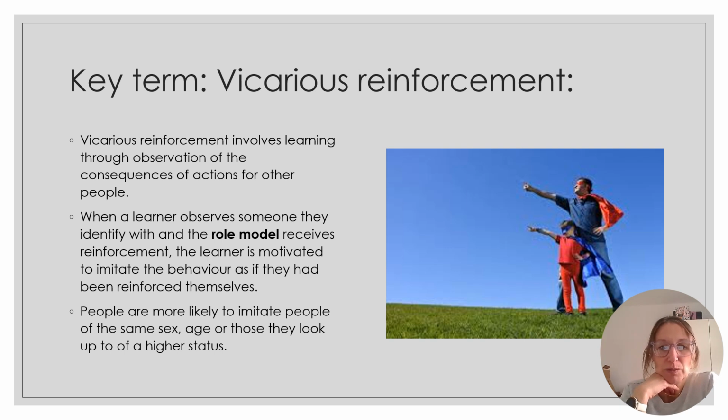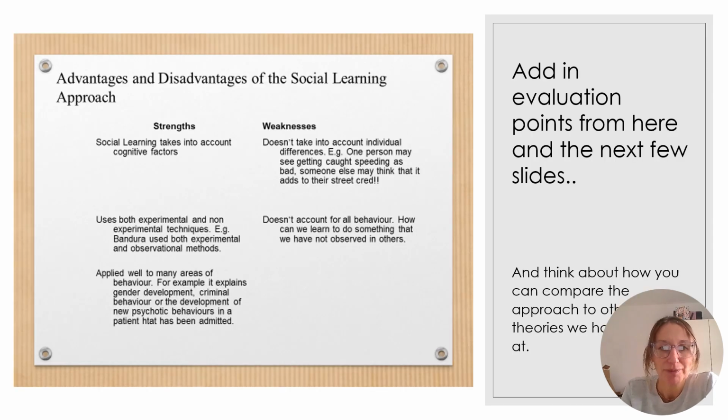When a learner observes someone that they identify with and the role model receives reinforcement, the learner is motivated to imitate the behaviour as if they've been reinforced themselves. People are more likely to imitate people of the same sex, age, or those that they look up to as higher status. So nice sort of description, definition there.